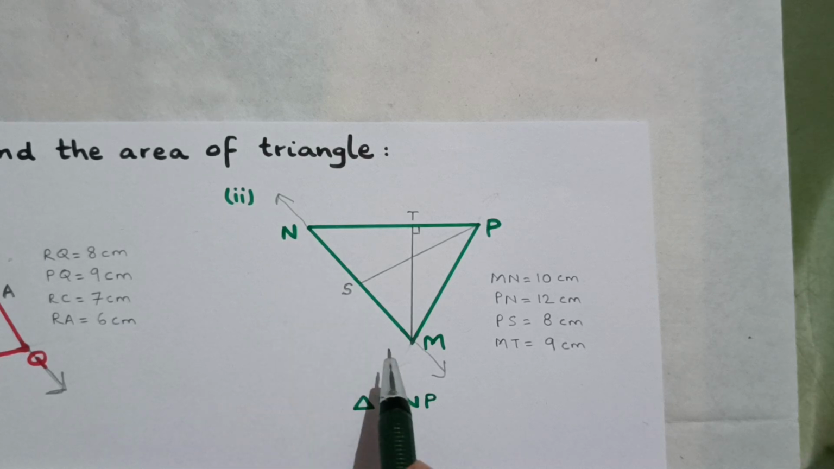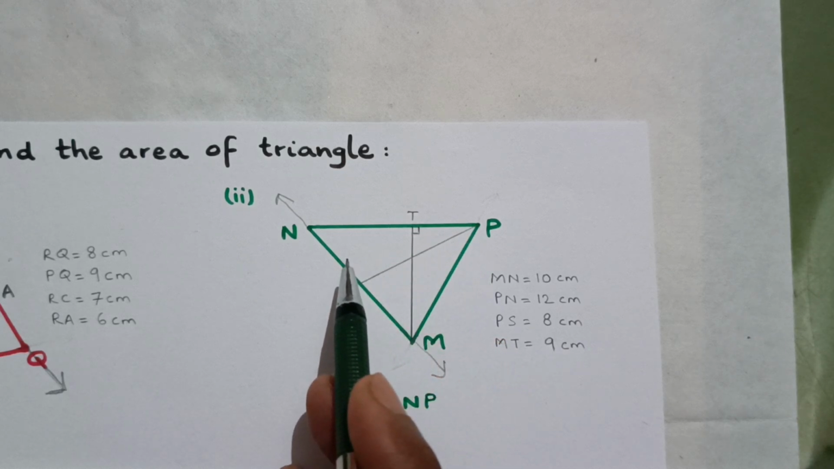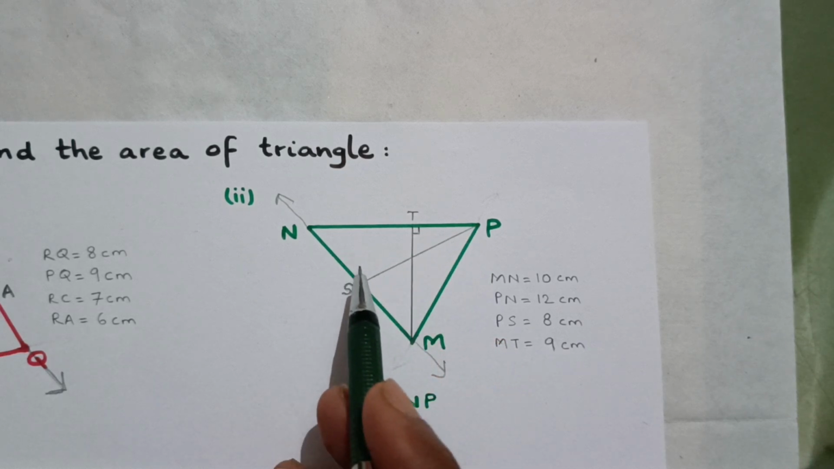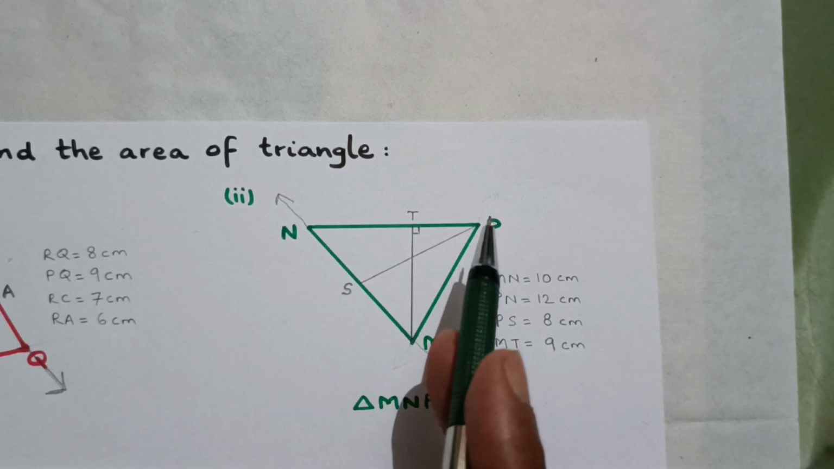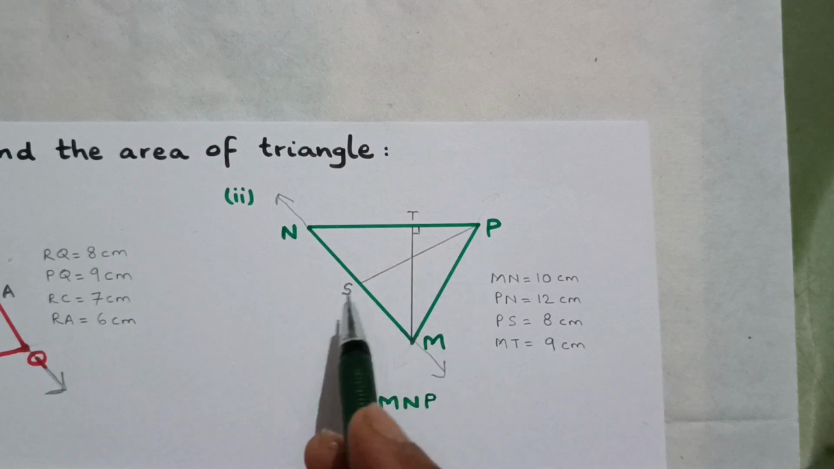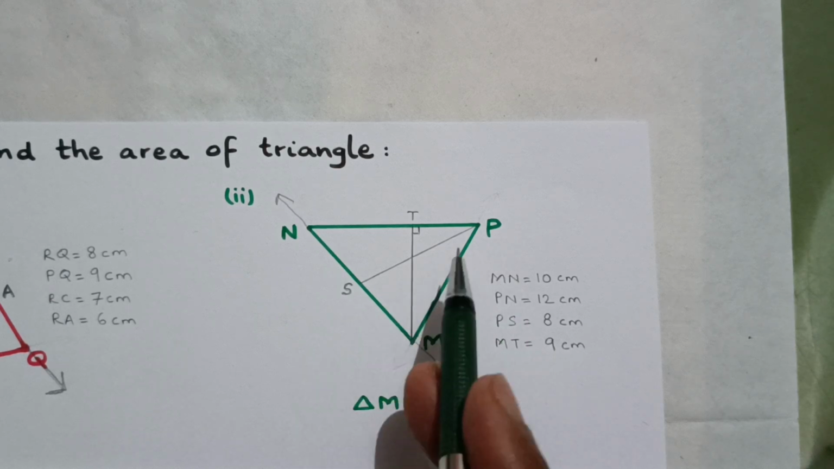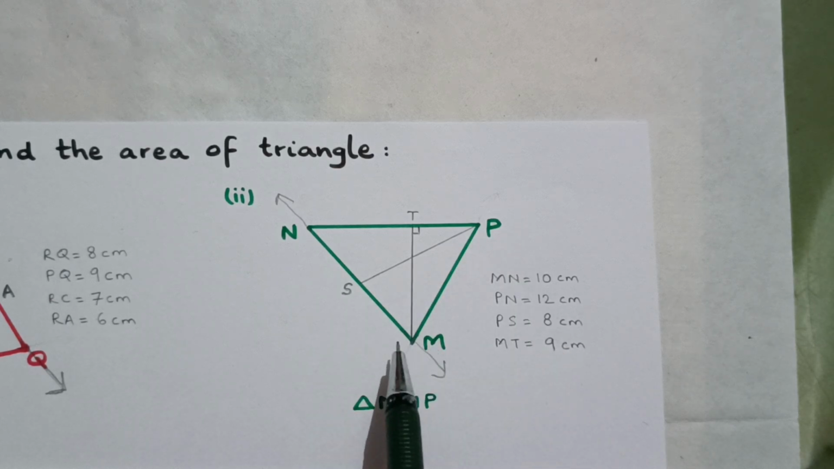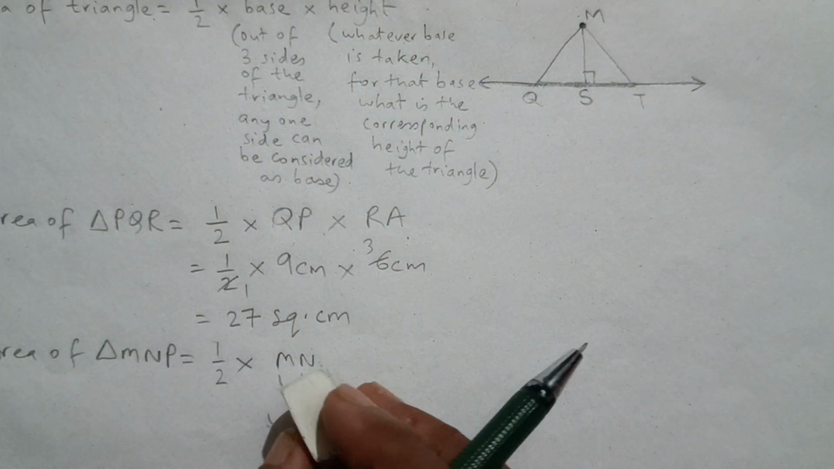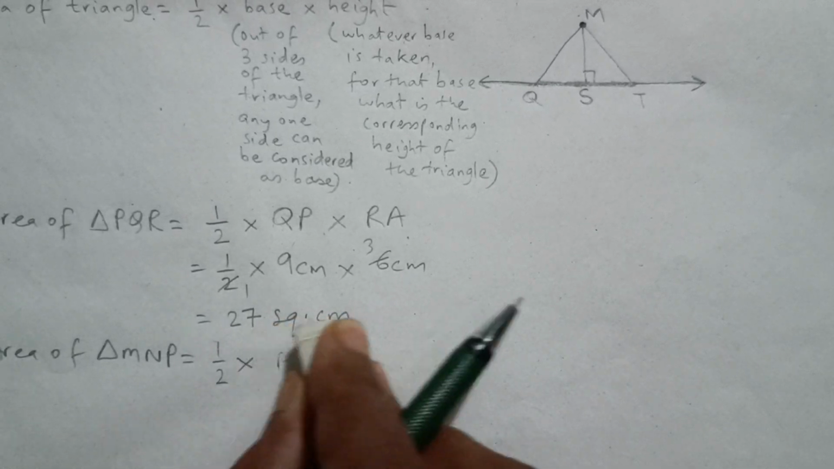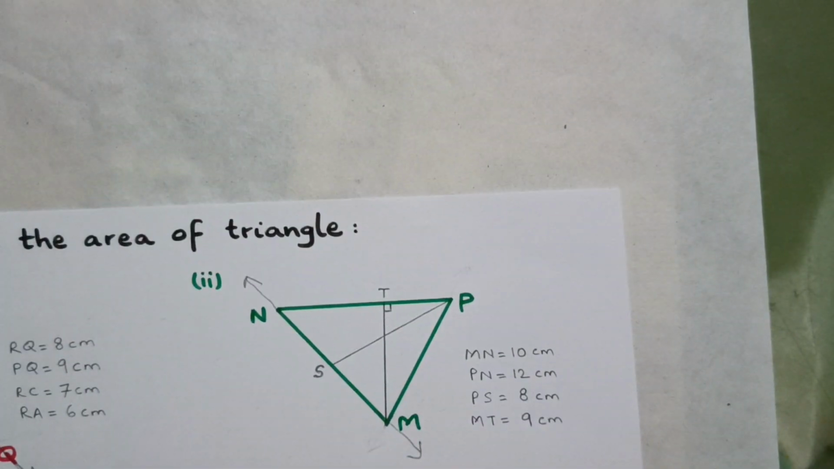For MN, what is the corresponding height? It would have been from P, a line segment which meets MN at 90 degrees. But no such line has been drawn in this diagram. So PS is not the corresponding height for base MN because PS doesn't meet MN at 90 degrees. So PS is just another line segment, but it is not the corresponding height for base MN. So we can't take MN as our base because we don't know its corresponding height. So MN also I can't take as the base. And I will rub these lines.